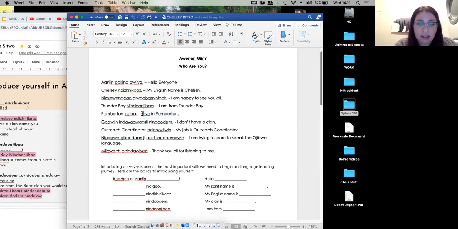If you want to say where you're living, I currently just moved to Pemberton, BC. So you'd put where you live here, and what I'm going to say is Pemberton, Inda. So put where you're from or where you live, and Inda.